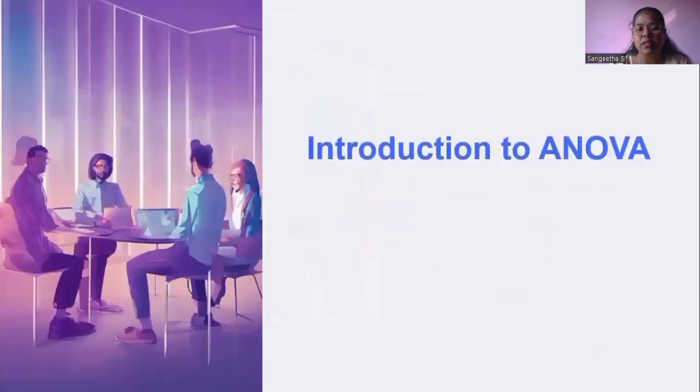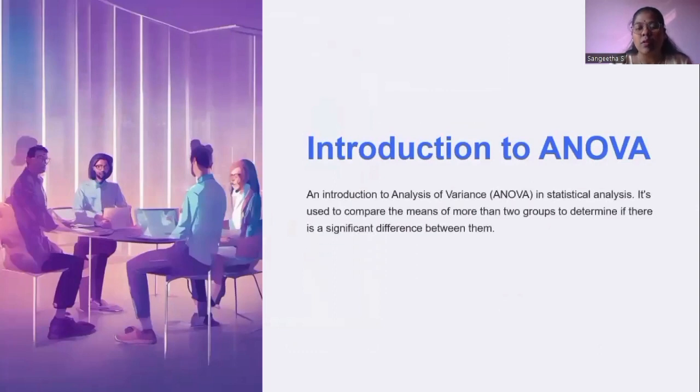First we are going with Introduction to ANOVA. Before going to the introduction, what is the full form of ANOVA? ANOVA stands for Analysis of Variance. An introduction to ANOVA in statistical analysis: it is used to compare the means of more than two groups to determine if there is a significant difference between them. ANOVA compares the variation between group means to the variation within the groups.